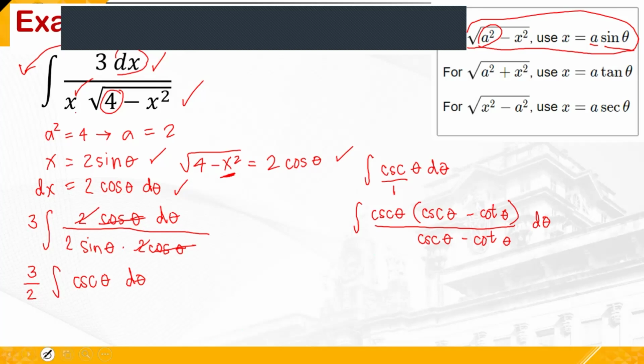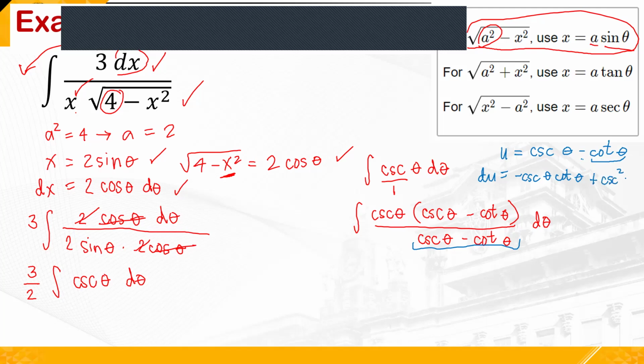Why do we have that? Kasi, pag nilet u natin to, take a look at this one. Cosecant theta minus cotangent theta. O ano ba yung ating formula for the du of this? Derivative of cosecant is negative cosecant cotangent. Tapos, what about the formula for this one? Supposedly negative cosecant squared, pero since we have a minus, minus negative, that will be plus cosecant squared theta.